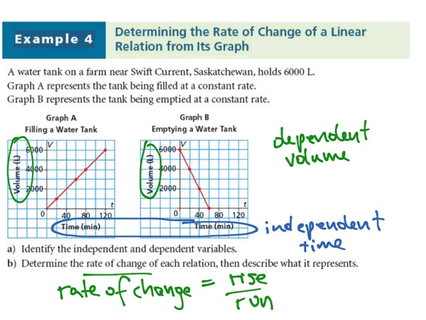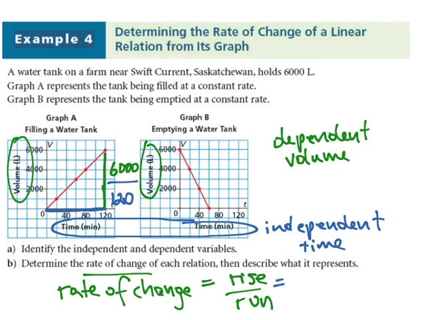So let's take a look at it. I'm going to draw you the run and the rise. In this case, our volume is 6,000. So for 6,000, it took 120 minutes to fill. And the rate is 6,000 over 120.